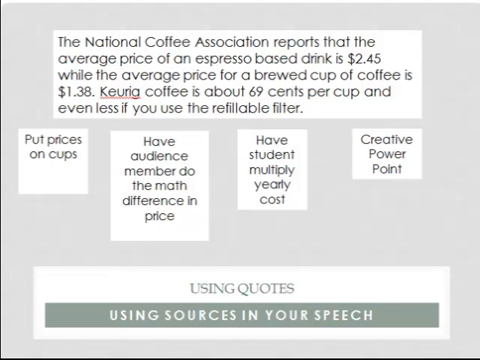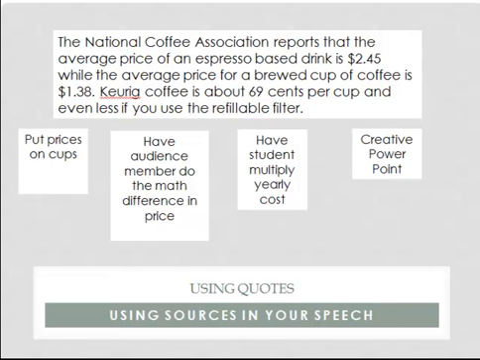So I was brainstorming. One of the things you could do is have 3 coffee cups, paper coffee cups, and on one you could write the number 245 and hold it up, and then 138, and then 69 cents, and then set them side by side so the audience could see same cup, different price.